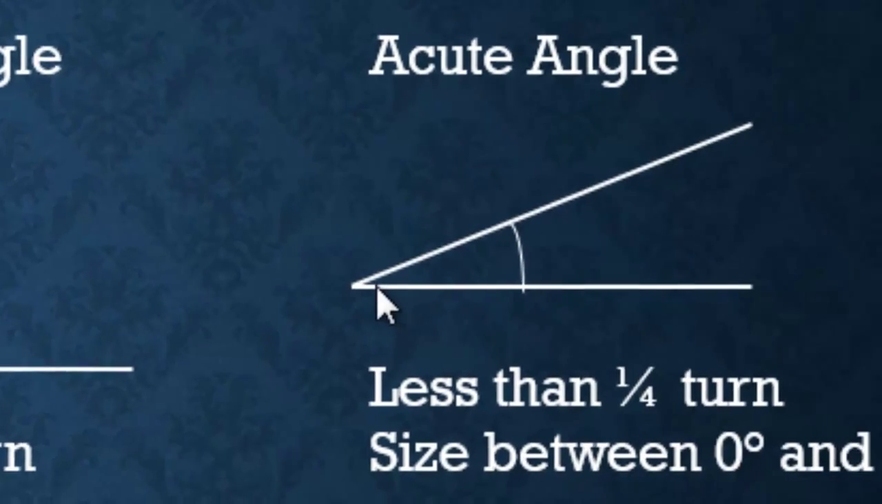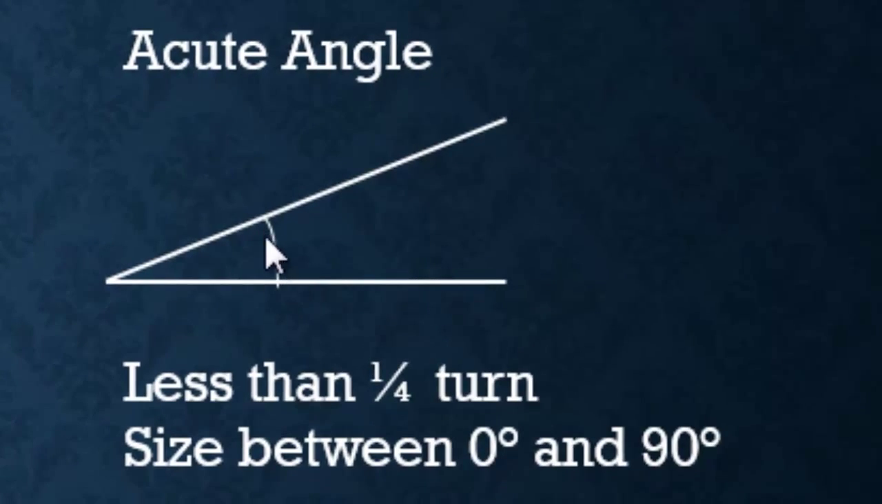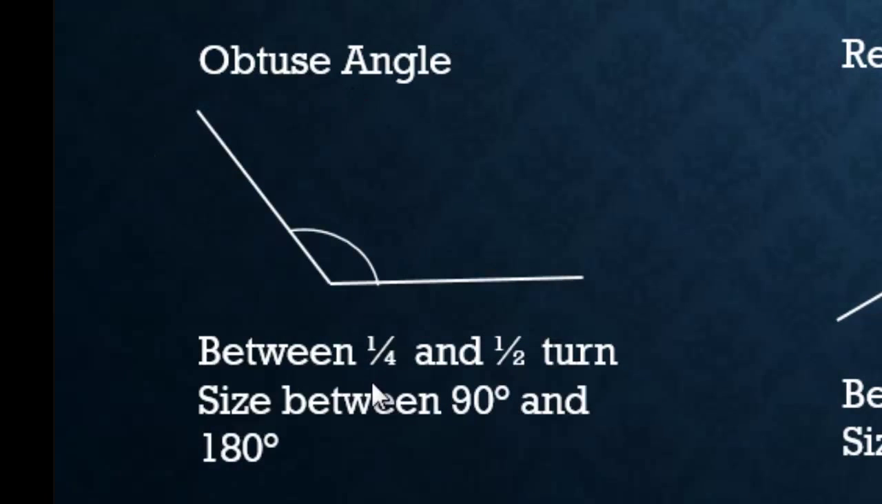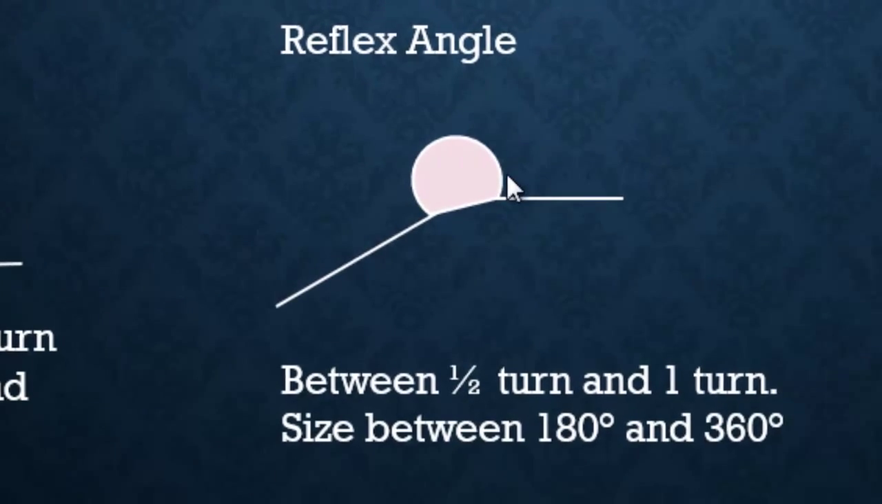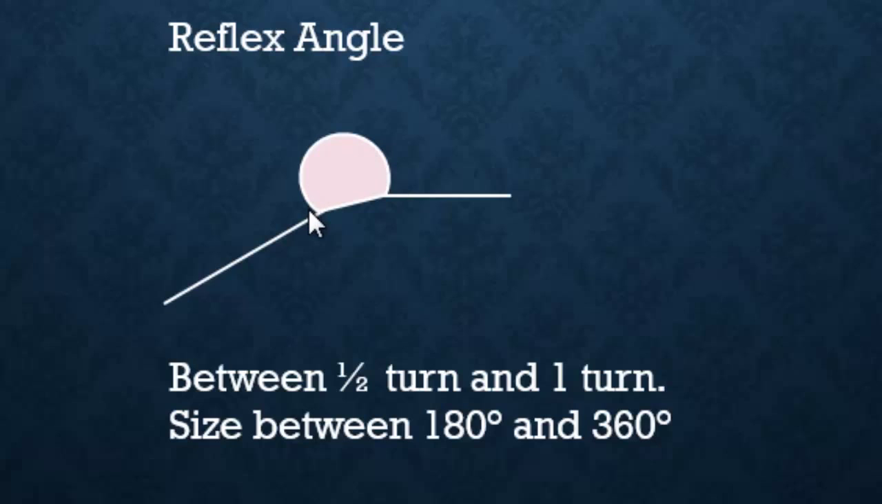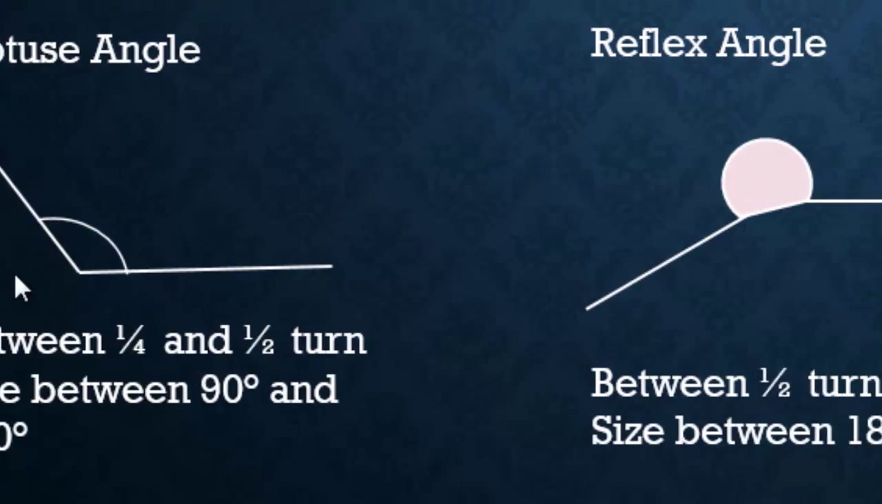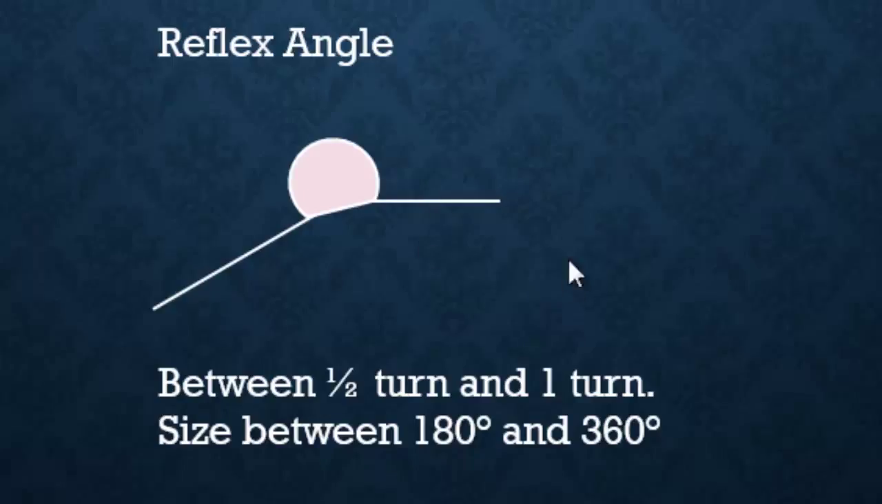An acute angle then is an angle that is less than a quarter turn and can be anywhere from 0 to 90 degrees. An obtuse angle is the exact opposite of that. It's between a quarter and a half turn and is between 90 and 180 degrees. And then a reflex angle is the opposite side of the angle. So if this is our obtuse angle here, our reflex angle would be the other side of the angle, between a half and one full turn, and 180 to 360 degrees. So this would be our obtuse angle here, and then our reflex angle back this way.